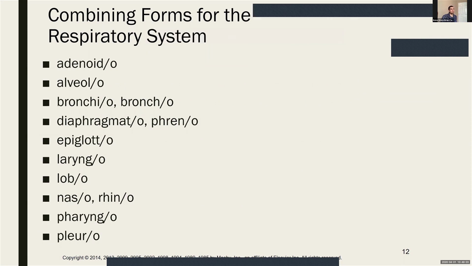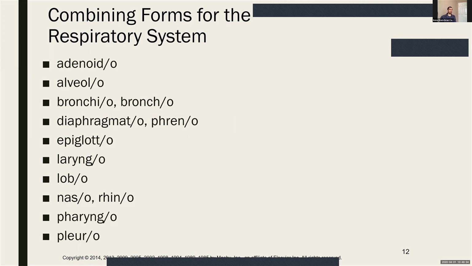Combining forms of the respiratory system. So these are some major terms that you're going to be hearing a lot about within the respiratory system. And we've already mentioned the adenoids, again, but really more of a lymph type of system or an immune type of system rather than respiratory. It doesn't really have a respiratory function. But adenoid, remember that's different than adeno that we've learned before. So now it's adenoid, don't get those two confused.